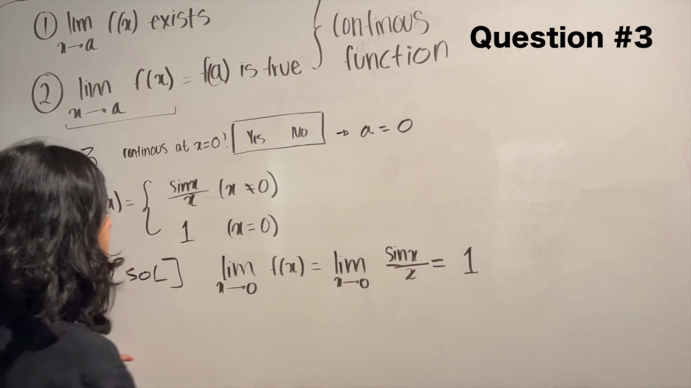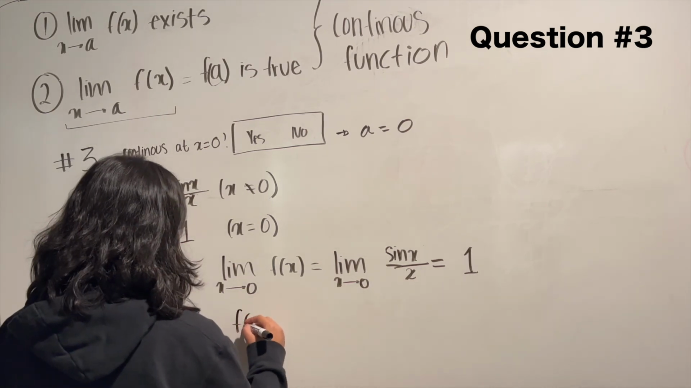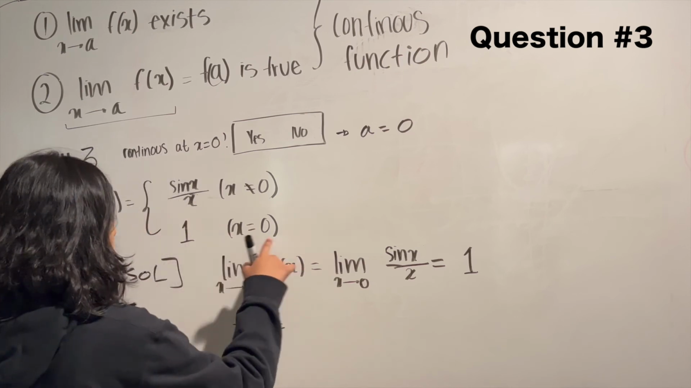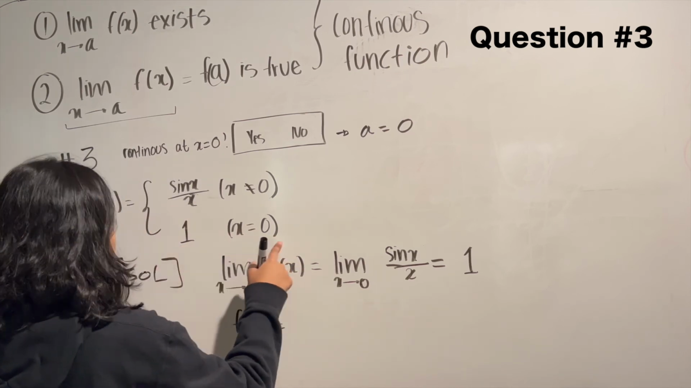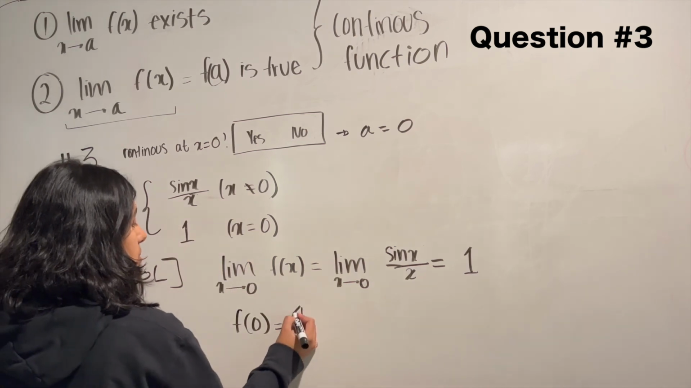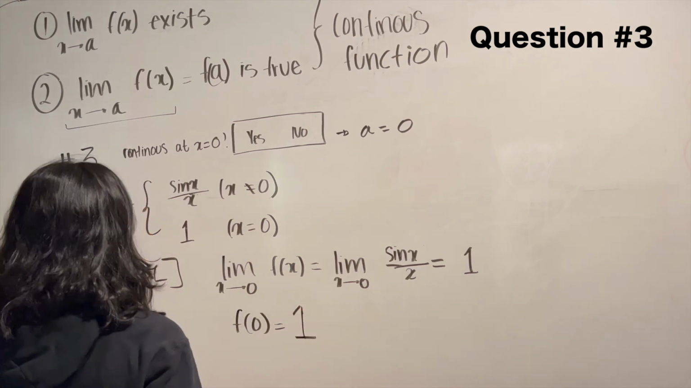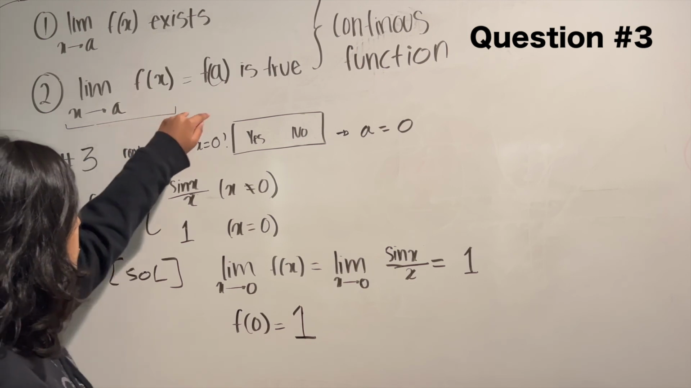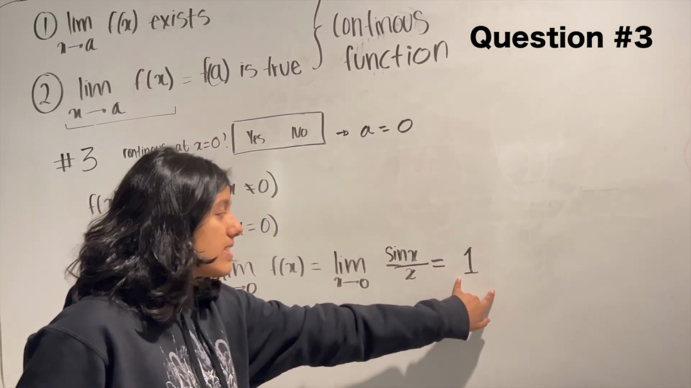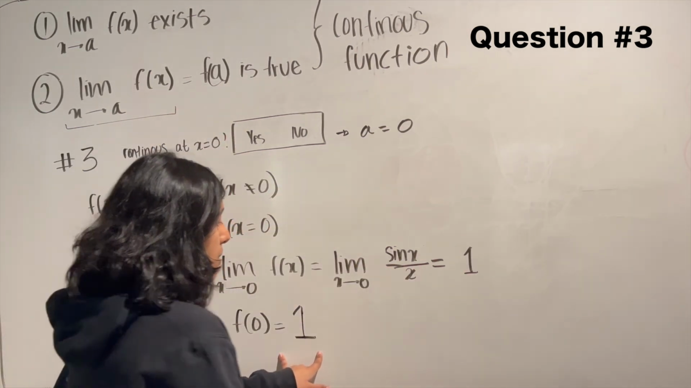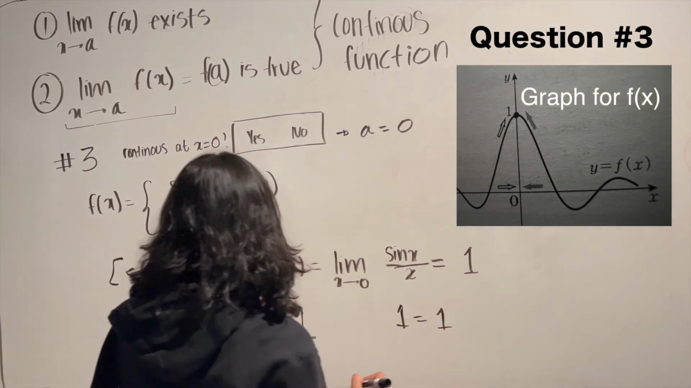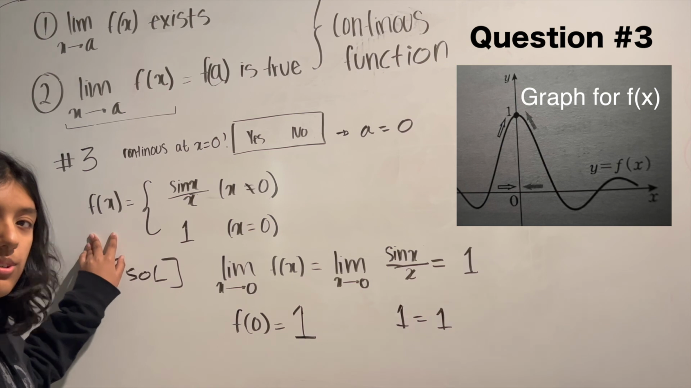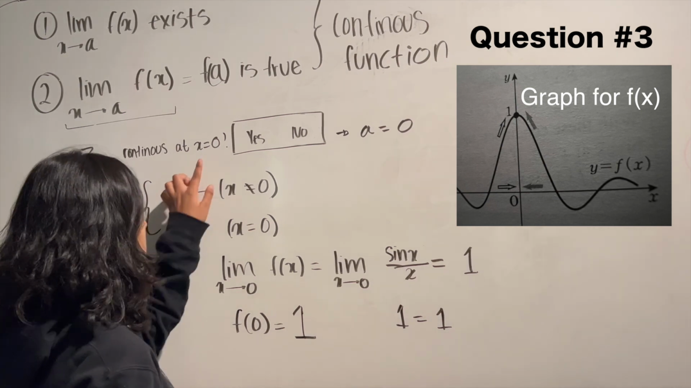Now we have to find f of 0. So f of 0, we replace, well, it's f of x and at x equals 0, f of x is equal to 1. So we say that this is 1. So does the left-hand side equal the right-hand side? Well, yes, 1 equals 1. So we can say that f of x is continuous at x equals 0.